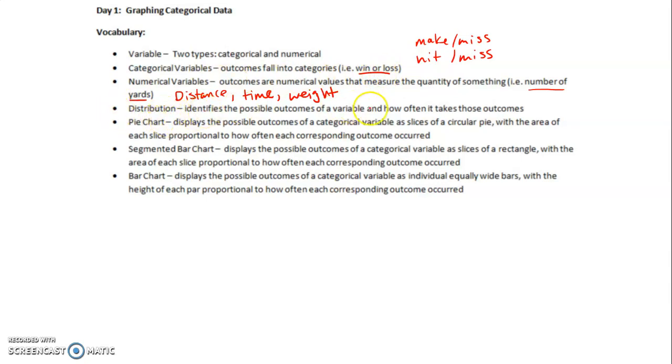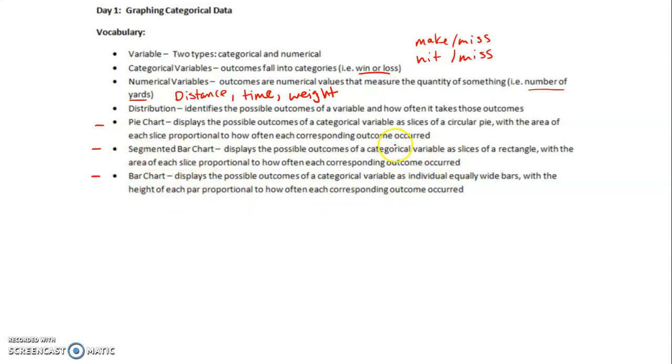Distribution just identifies the possible outcomes of a variable and how often it takes those outcomes. And there are three types of graphs that we're going to be talking about today. There's a pie chart, a segmented bar chart, and a bar chart. A pie chart, just like it's always been, displays possible categorical outcomes as slices of a pie. A segmented bar chart displays possible outcomes as slices of a rectangle, with each area proportional to how often it occurs. And then a bar chart is just like a bar graph, like we've always seen. This one has separate bars for each of the categories.